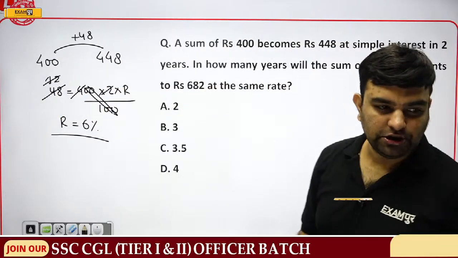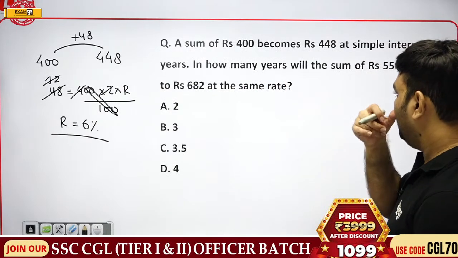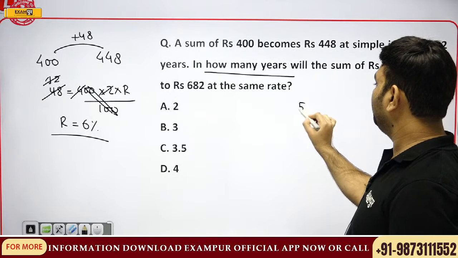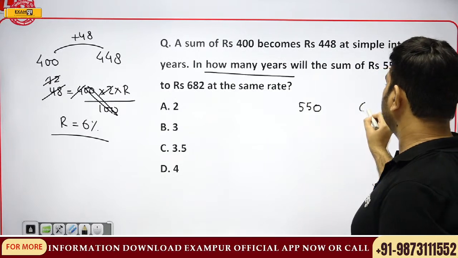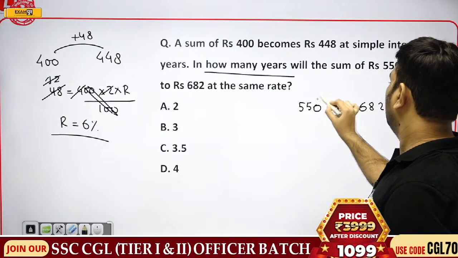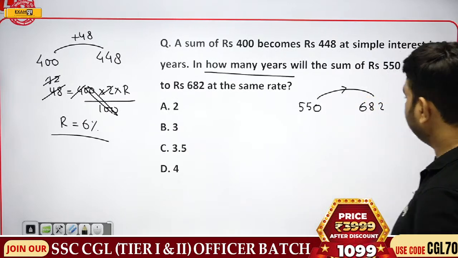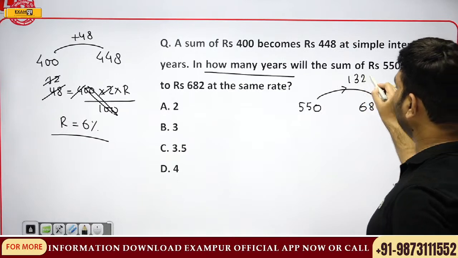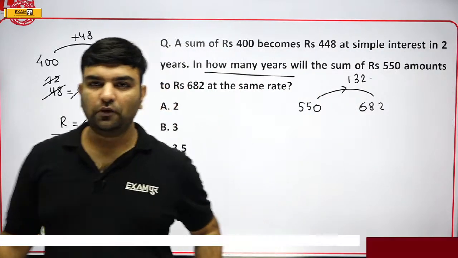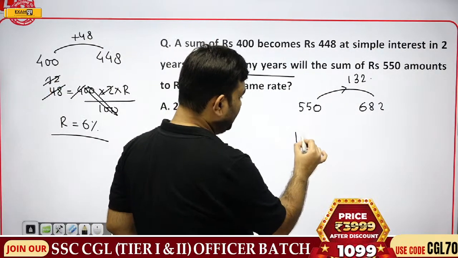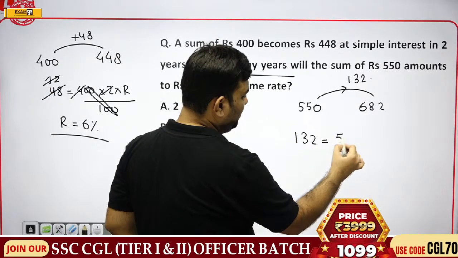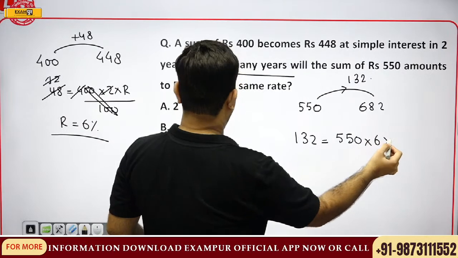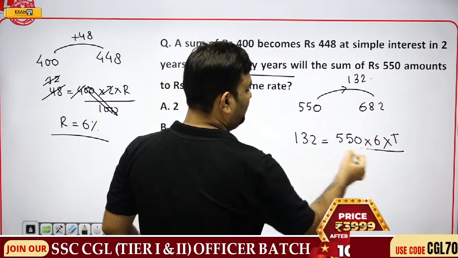My dear friends, congratulations to all, you got the rate. In how many years will 550 become 682? How much interest are you getting? You are getting an interest of 132. So 132 interest over the principal of 550 with the rate of 6%, over 100, in how much time?